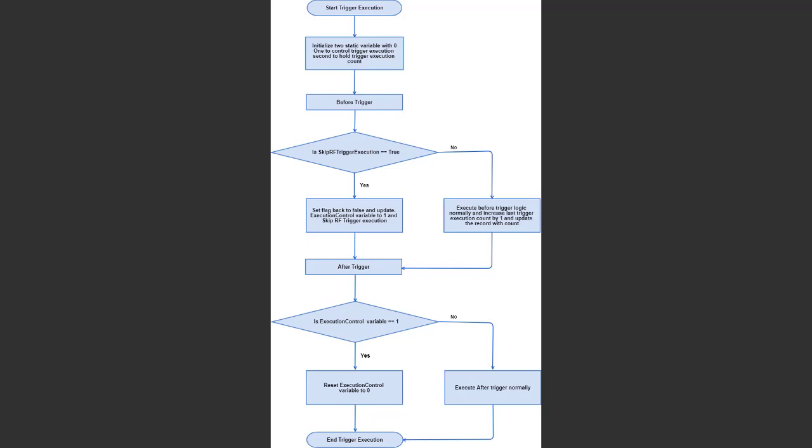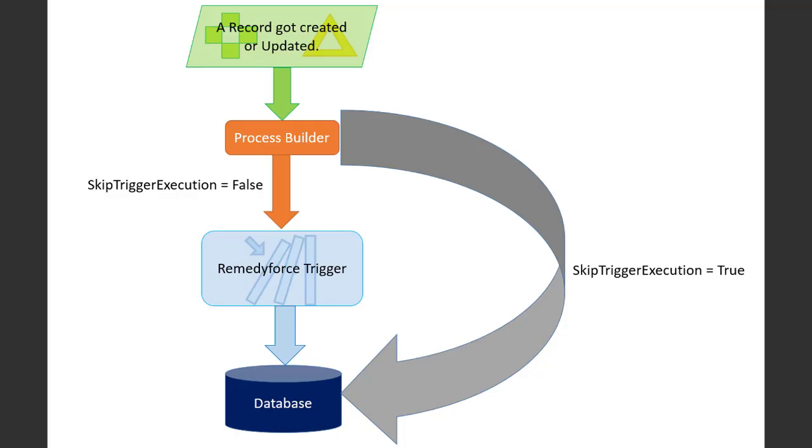As the code execution enters the before trigger, we check to see if skip RF trigger execution is set to true as part of the changes from the process. If it's not set to true, then we execute the before and after trigger logic, all the while keeping track of how many times our trigger is run. If the skip RF trigger execution is set to true in the process, then we set the flag in the record back to false and bypass running any code in the before or after trigger. At the end, we reset the internal variables so we can continue to set up for the next run of when a process or processes are triggered.